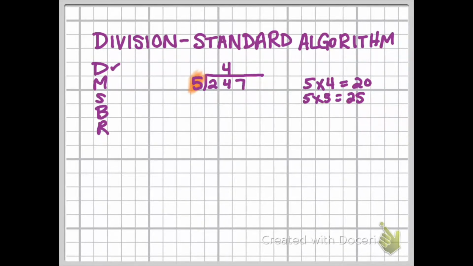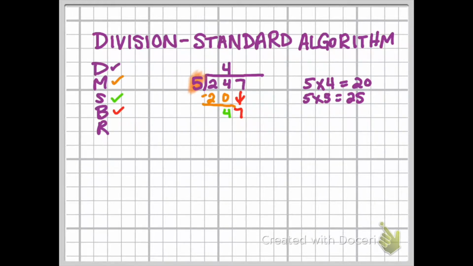And I'm going to take the next step, and I'm going to multiply 5 times 4 is 20. And you've already probably guessed it, I'm subtracting. 24 minus 20 is 4. And last but not least, I'm bringing on down my 7. And the new amount I'm working with is 47.